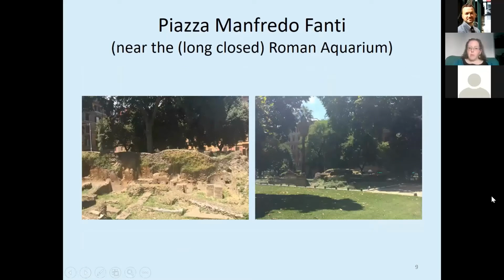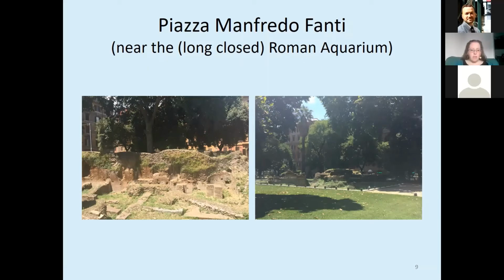So at this point, I was probably about halfway through my walk. My walk in total, I think, was around 7 or 8 kilometers. And this brought me to one of the more interesting pieces of the Roman wall that I found, which was in Piazza Manfredo Fanti, near the long-closed Roman Aquarium.